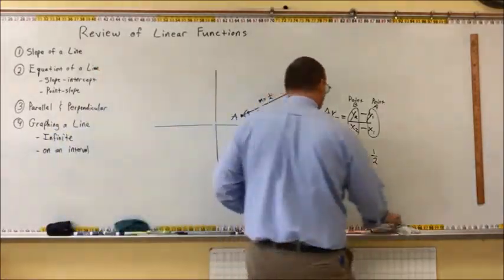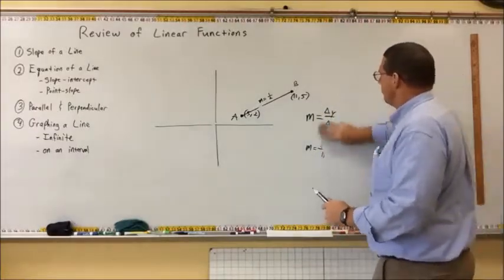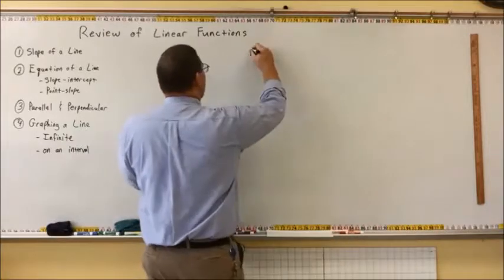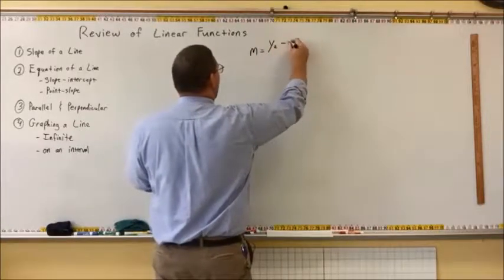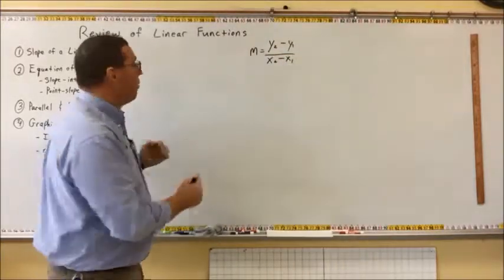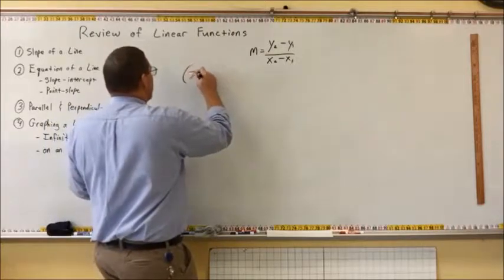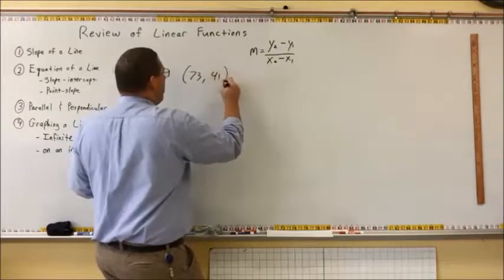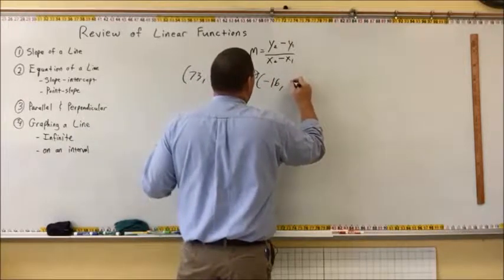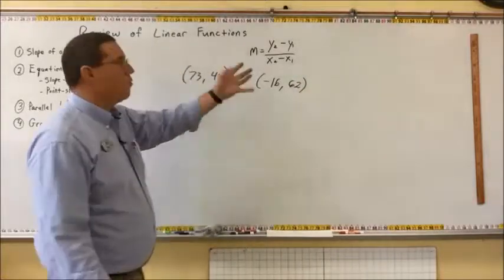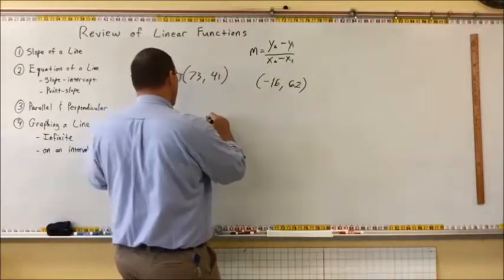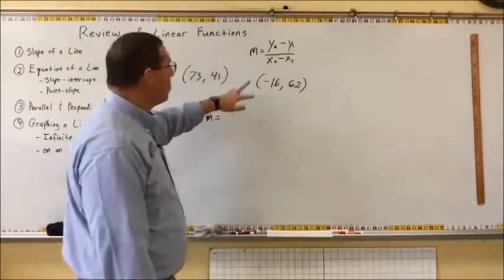So let's do a few more examples here, and we're going to do it without the graph. We're just going to put the formula up here: slope is equal to y2 minus y1 over x2 minus x1. So if we want to know the slope of the line that passes between the point (73, 41) and the point (-16, 62), we have these 2 points, and we want the slope of the line that passes between them. We'll say m is equal to, and it doesn't matter which point you choose first.